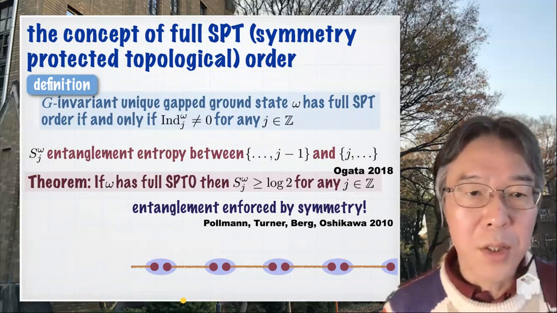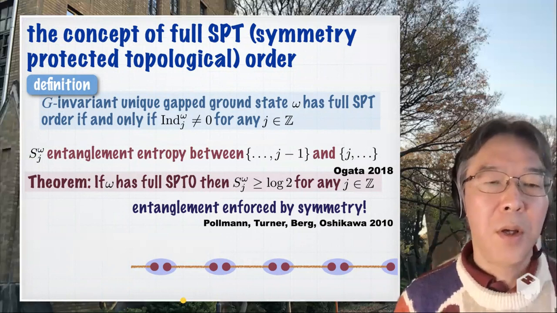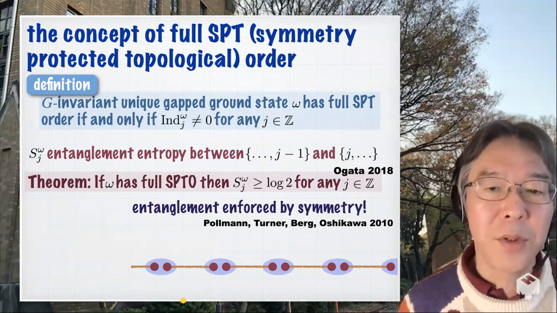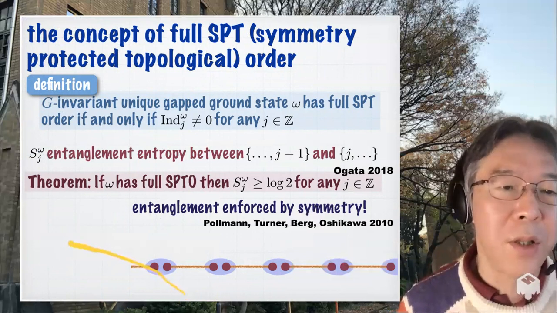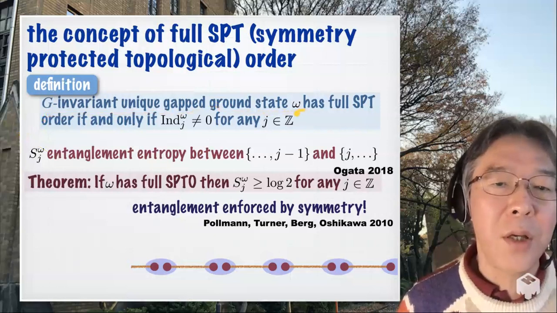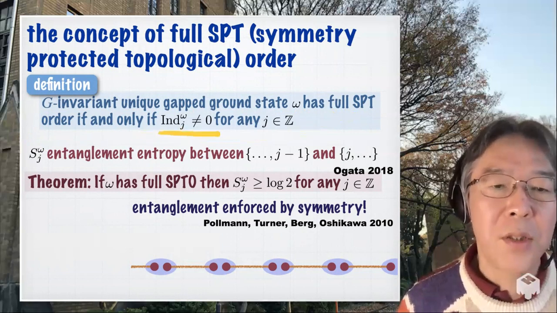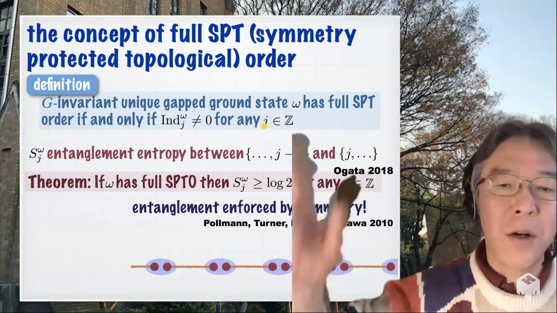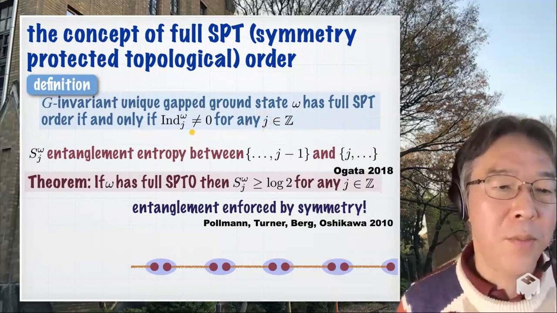So all these observations motivate us to define the concept of full SPT, full symmetry protected order. This is a rather trivial observation, and the notion was almost there. We knew it, but we just made it explicit. So we say that a G-invariant unique gapped ground state omega has a full SPT order if and only if the Ogata index for this state is non-zero for any J. Okay, wherever you cut, you have a non-zero Ogata index. That's our definition. What is the implication of this?